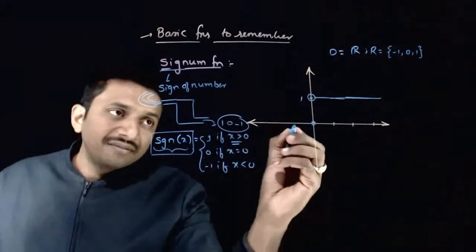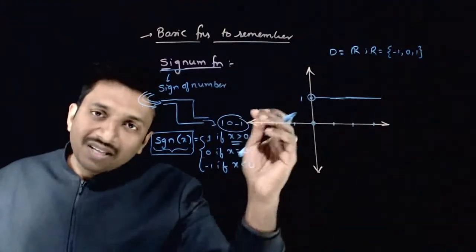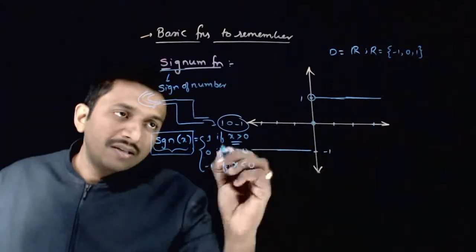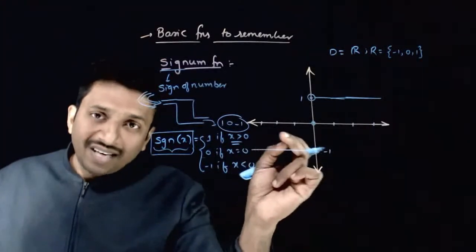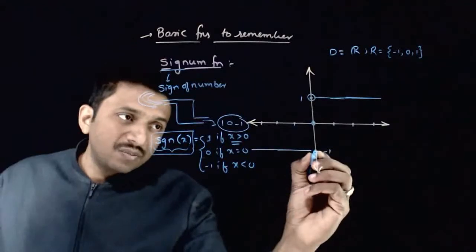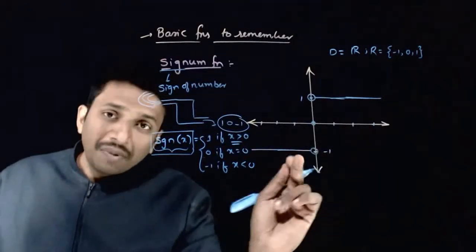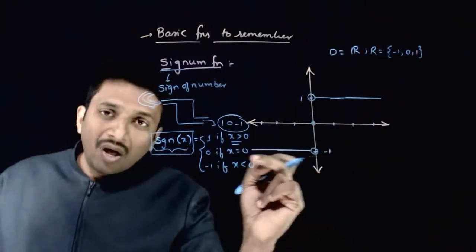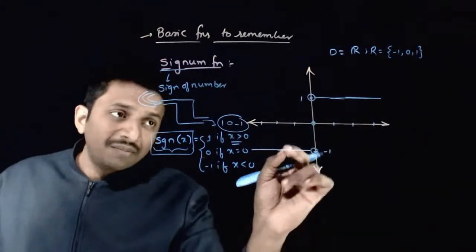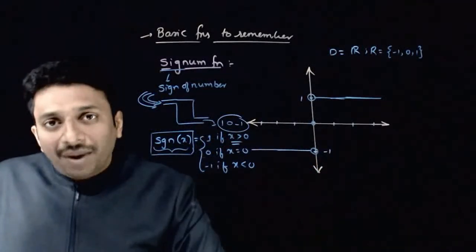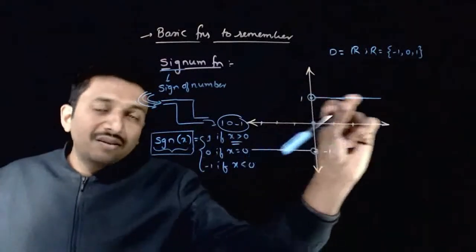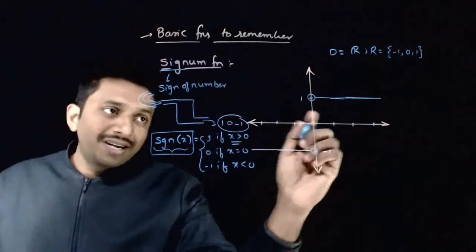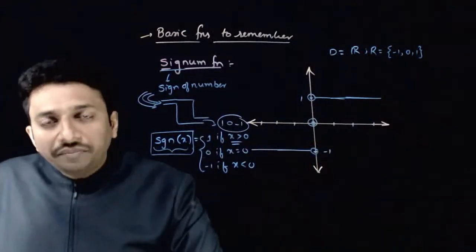And when x is negative, for all negative numbers, the value of y is -1. So for all negative x's, the value of y is -1. This also does not work at x equal to 0; except at x equal to 0, at all other negative real numbers, the value of the function is -1. So the graph looks like this: 1 on the positive side, -1 on the negative side with the hollow dots here, and the solid dot at x equal to 0, y equal to 0.